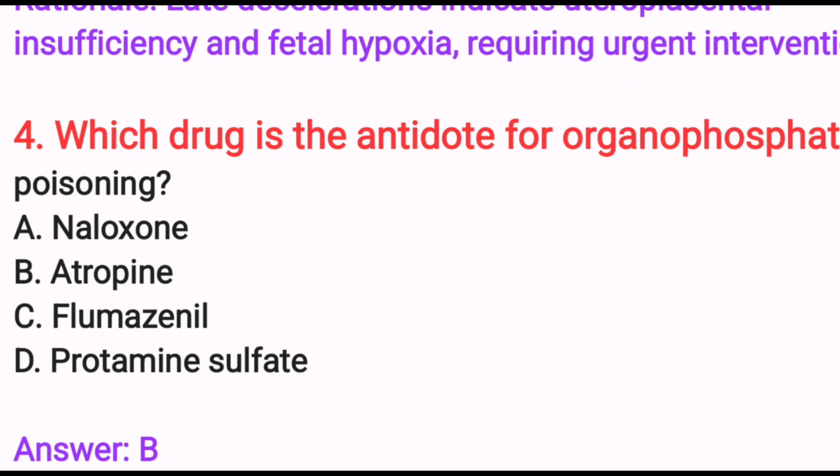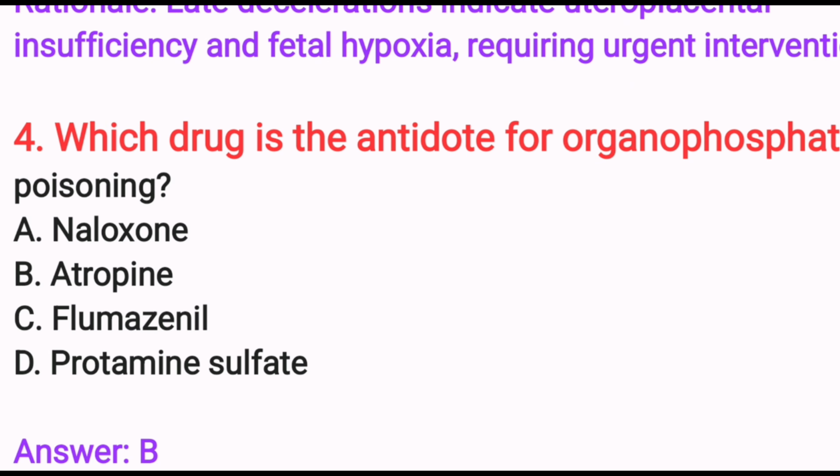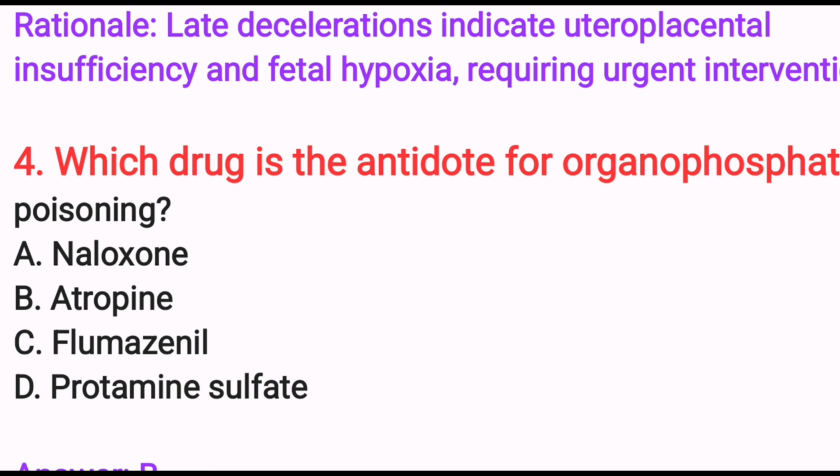Next, which drug is the antidote for organophosphate poisoning? Option A naloxone, option B atropine, option C flumazenil, option D protamine sulfate. The answer is option B, atropine.